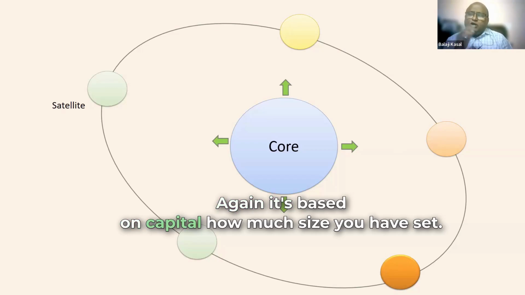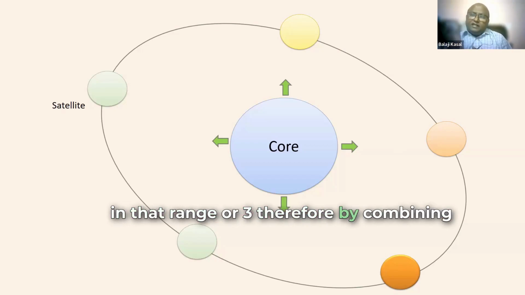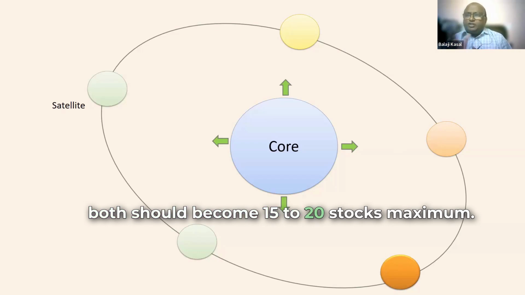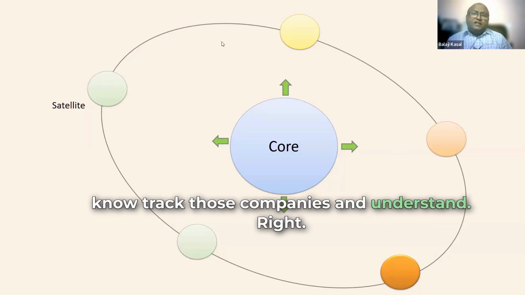Again, it's based on capital, how much size you have. The satellite portfolio maybe again 7, 8 or in that range only. Therefore, combining both should be 15 to 20 stocks maximum, because as a human you can track those companies and understand them, right?